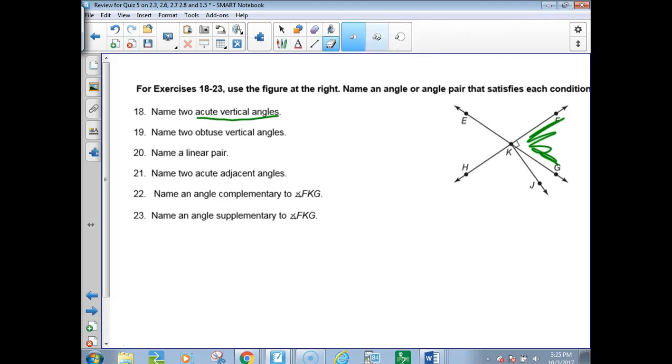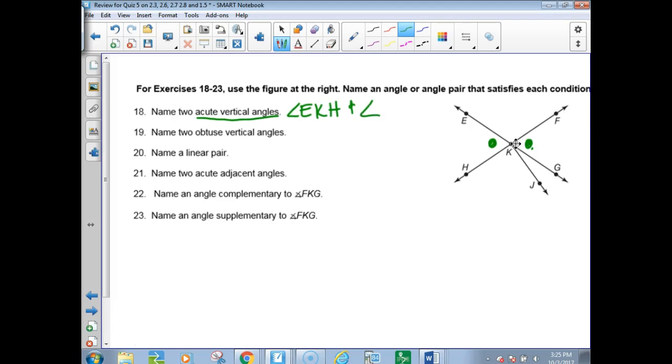So I'm going to use this angle. Oops, I don't want to color it that big. I want vertical and acute. So I'm just going to make a dot here. And a dot over here, because those are across from each other. Kind of starts to make a face almost. So that's angle EKH. And angle FKG. Those are acute and vertical.